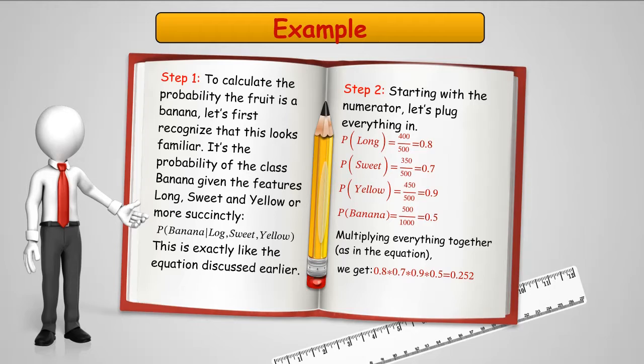So starting with the numerator, let's plug in everything. The probability of it being long and banana is 0.8. The probability of being sweet and banana is 0.7, and the probability of being yellow and banana is 0.9. So the probability of a banana is 500 over 1,000, or 0.5. Multiply everything together, we get 0.8 times 0.7 times 0.9 times 0.5 equals 0.252.